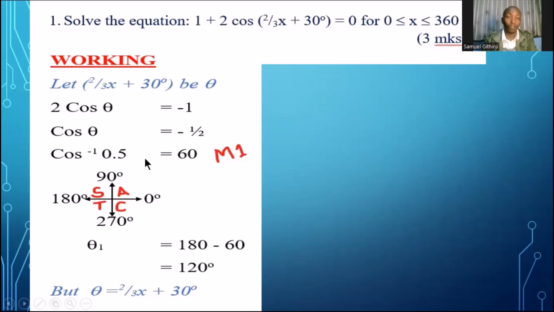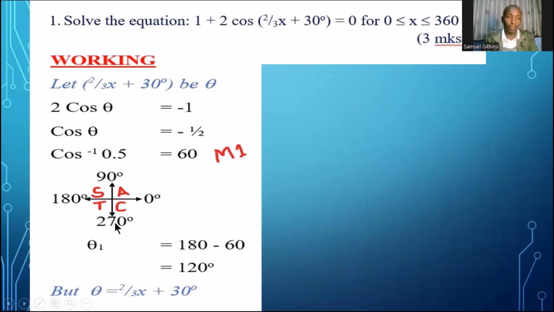So what do I need to do? For me to get the angle, I'm supposed to work out the cos inverse of 0.5. Remember, that's a half. I've just ignored the negative first because I need to get an acute angle that I can relate with the angles greater than 90, be it obtuse angles or reflex angles.